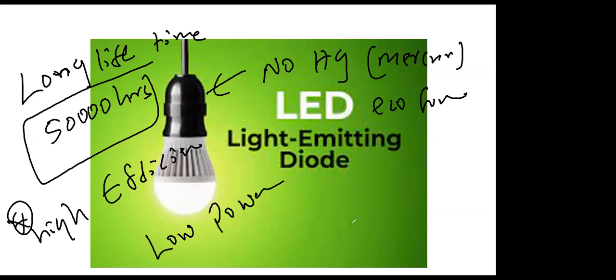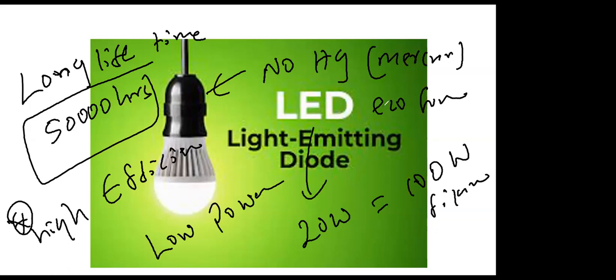If you take a 20-watt LED, it equals a 100-watt or more filament bulb; you can get the same light from a 20-watt LED. So what are the advantages? Long lifetime, high efficiency, low power consumption, environmentally friendly or eco-friendly, available in different colors, plus high intensity of light.